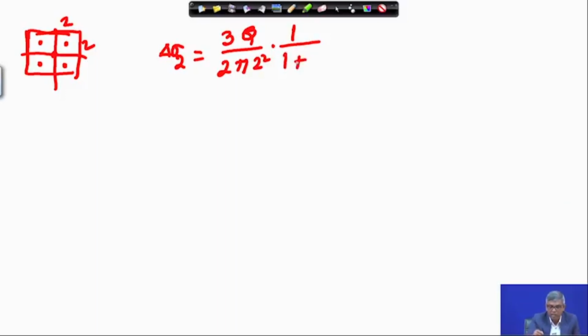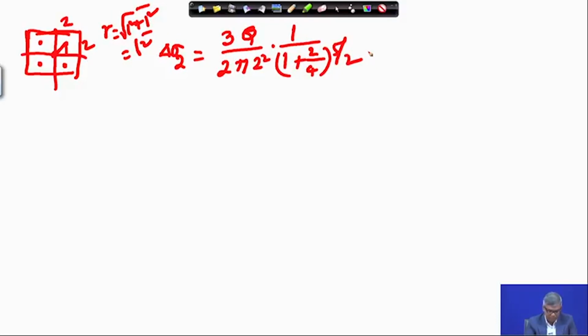plus what will be the r here. When I consider this is the r, and this r will be under root 1 square plus 1 square, equal to root 2. So, root 2 square will be 2 and 2 square will be 4, and this will be 5 by 2. Okay. And there are 4 parts, so I can finally multiply by 4, I will get the value equal to 173.26.